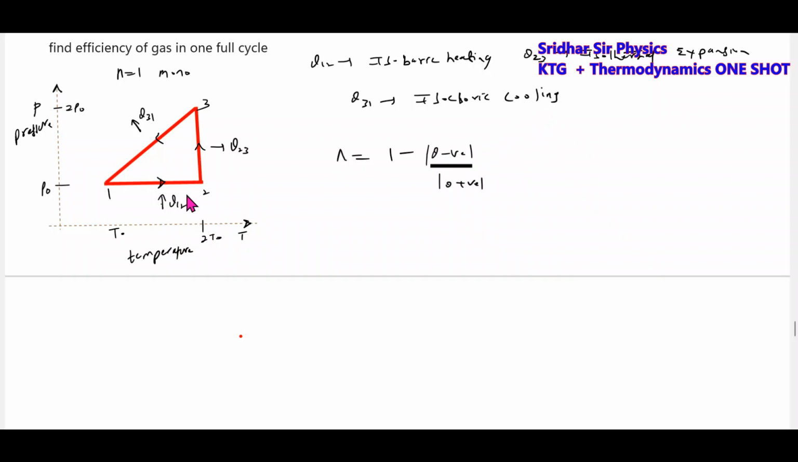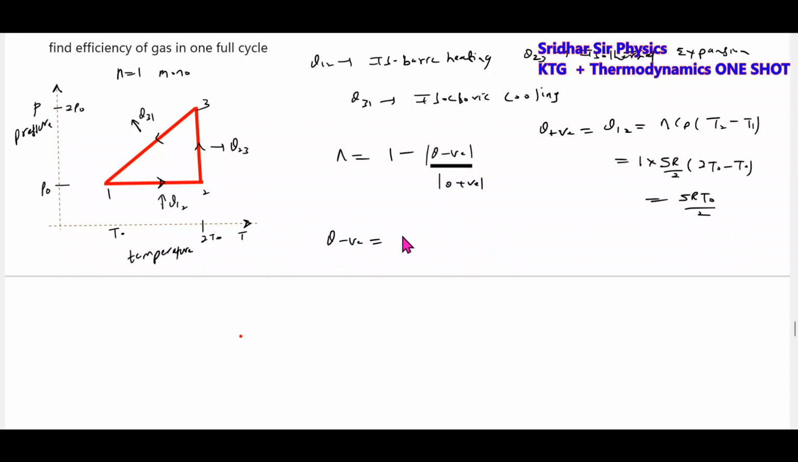What is the Q negative? Where all it is rejected, Q23, Q31. And where all it is absorbed, it is absorbed only in the path 1, 2. So we'll calculate them. So Q positive will be Q12. What is Q12? Isobaric heating, monoatomic gas, NCP (T2 minus T1). Number of moles 1. Monoatomic gas, 5R by 2, (2T0 minus T0). 5R T0 by 2. Heat rejected will be Q23 plus Q31.